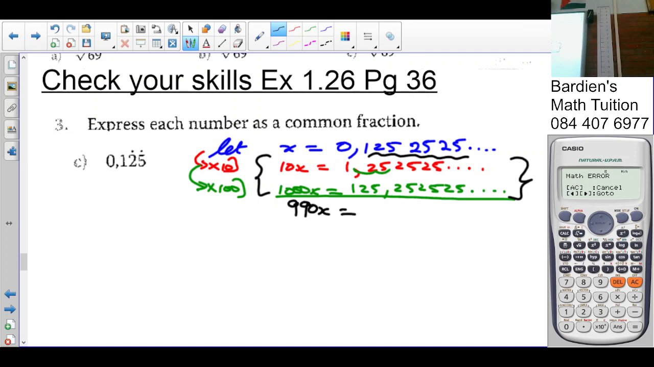So it's going to be 10x minus 1,000x, which is going to give you negative 990x. If I subtract, the 2, 5, 2, 5, 2, 5 cancels. So it's 1 minus 125, so it's negative 124.